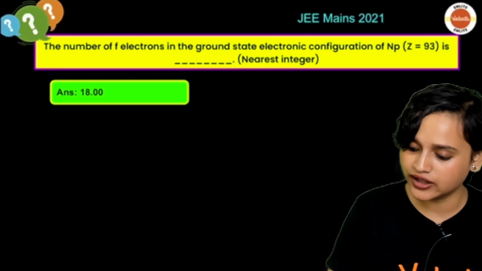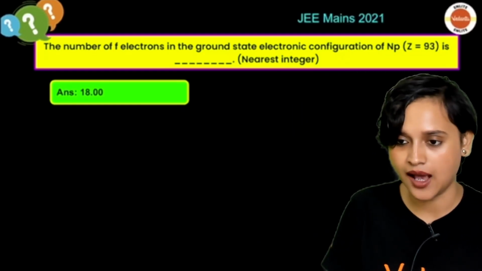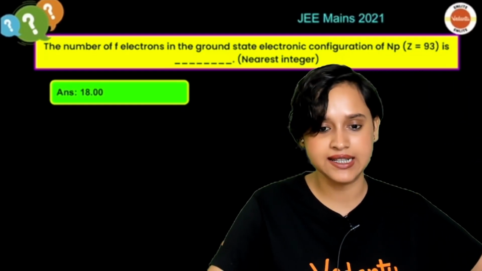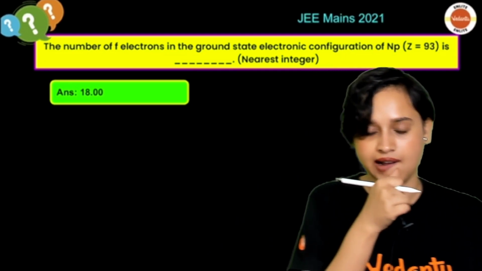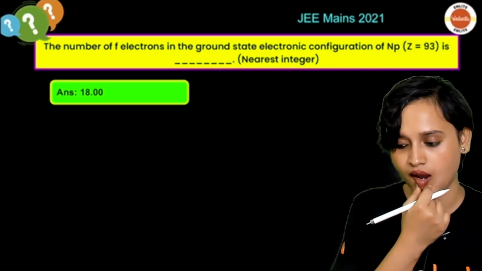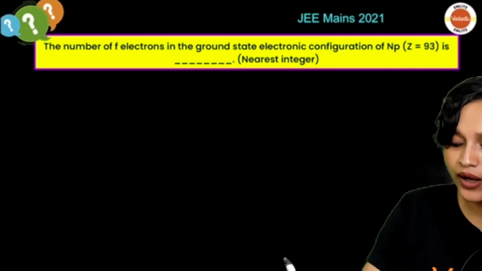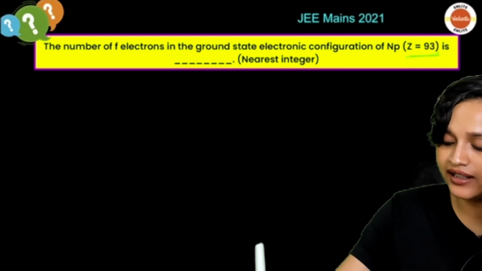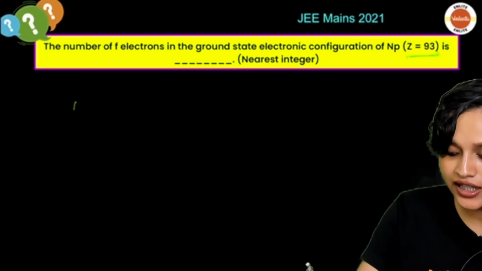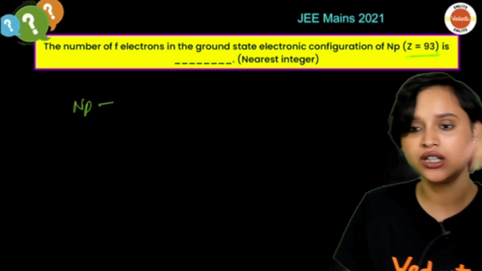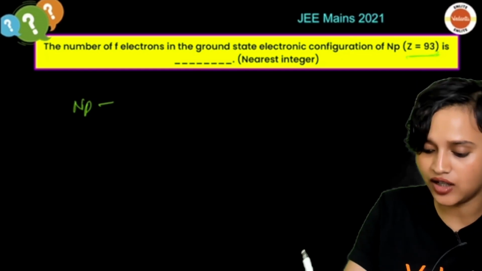Let's get back to that question, which I think is absolutely not making any sense. Oh, now I get it, what they're saying. So it is 93 here, right? If it is 93, chalo, for neptunium, let's write down the configuration.